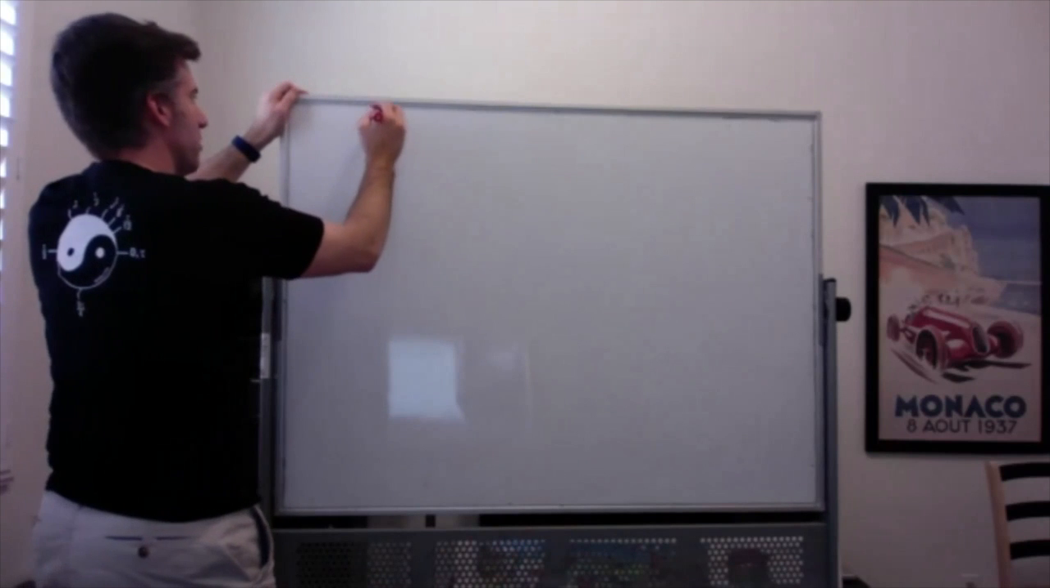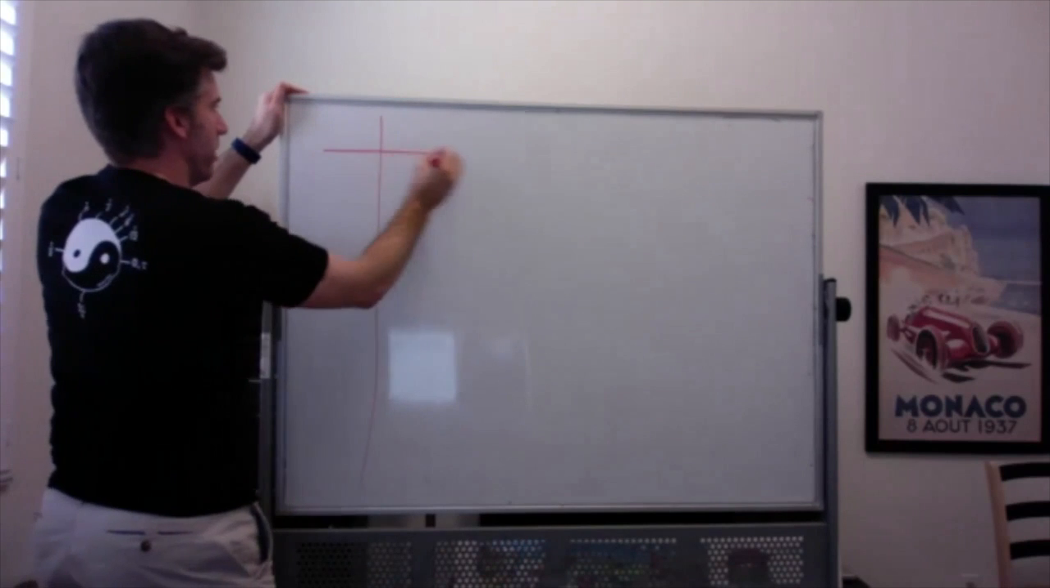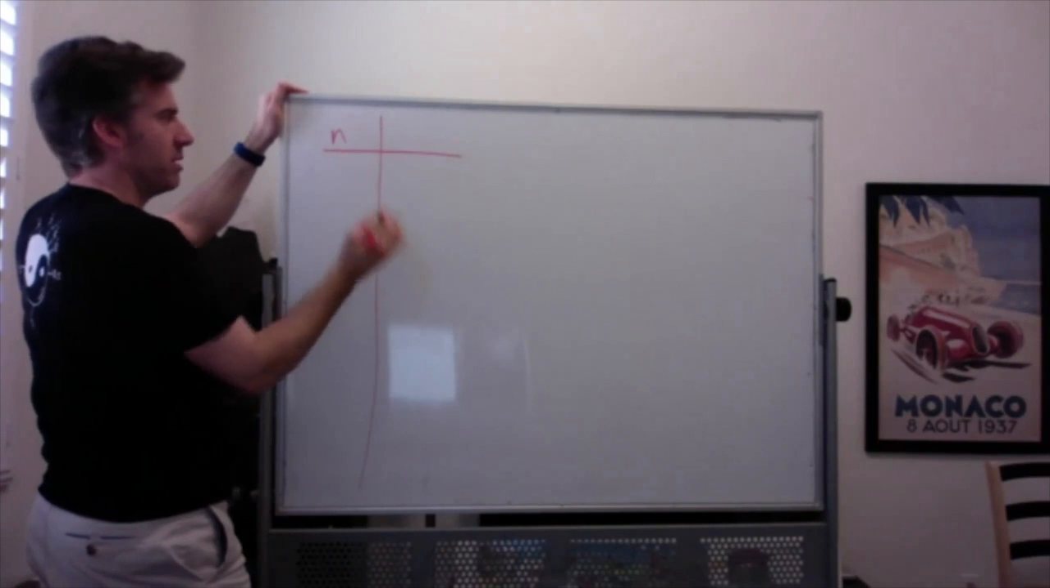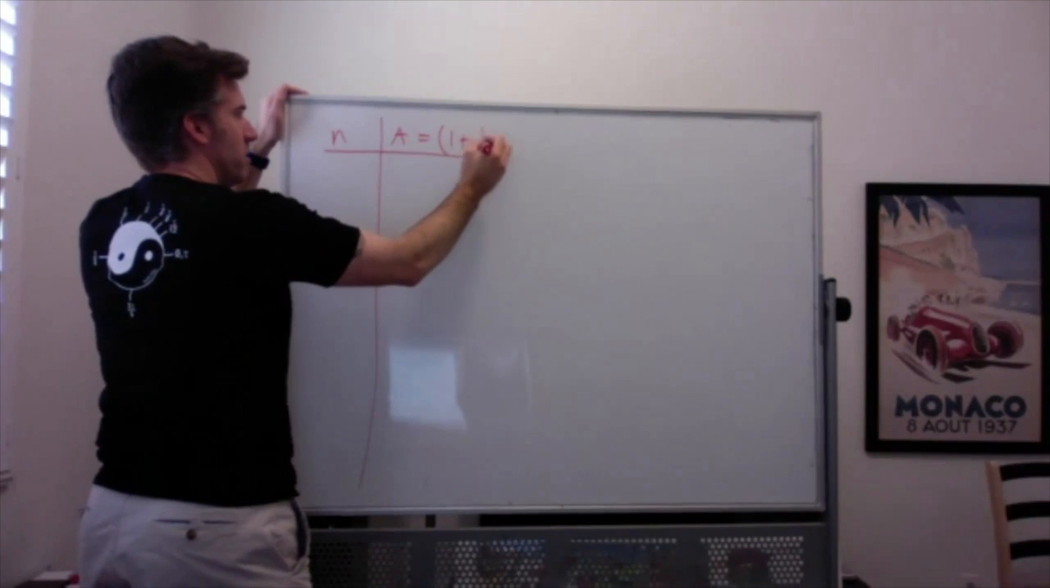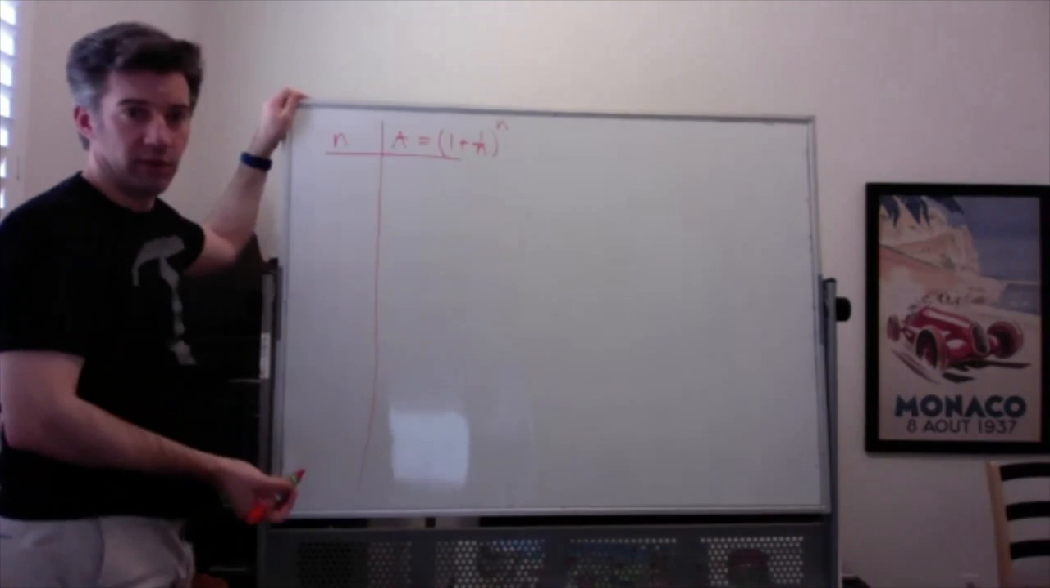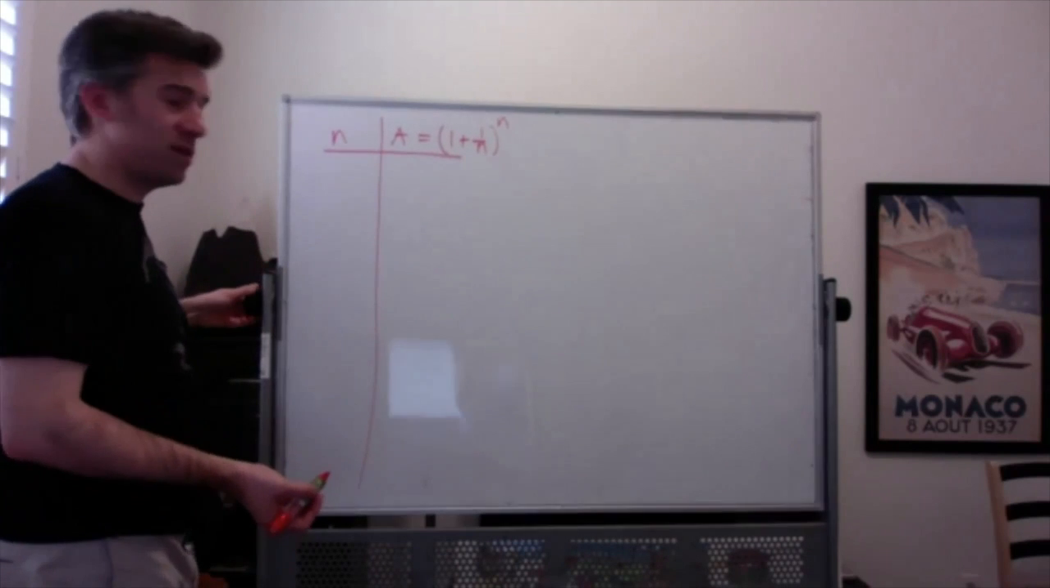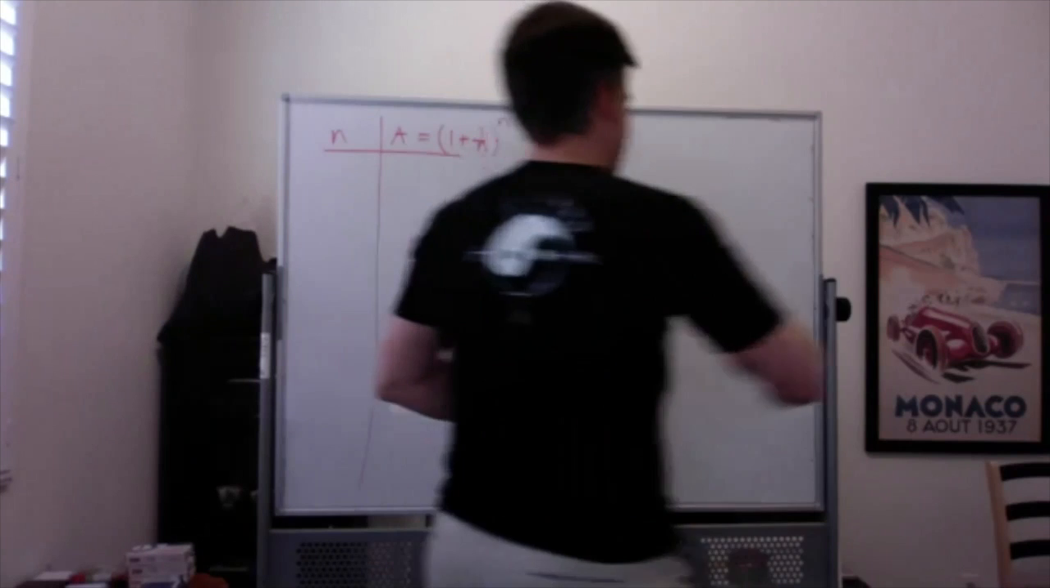So I'm going to make a little table here where n is the number of times, and a, which is the amount you're going to owe me, is 1 plus 1 over n to the n. Now let's just start with simple interest. Let's say we only compound interest at the end of the year.